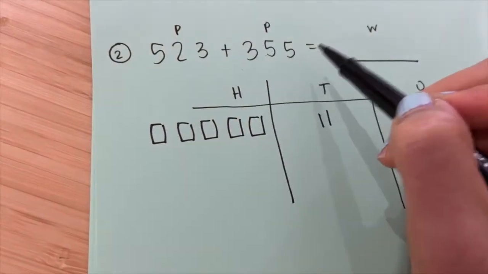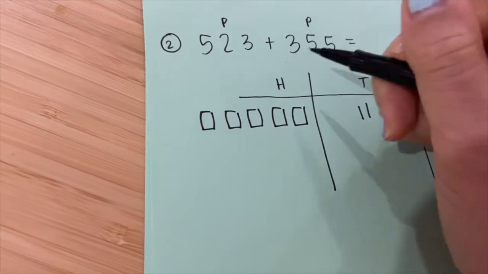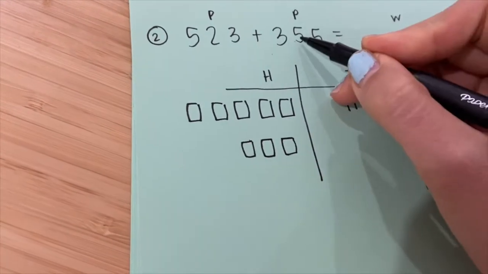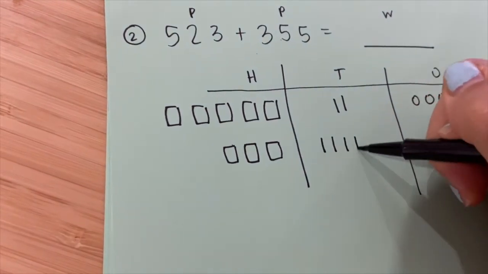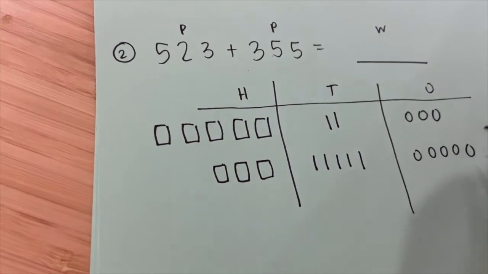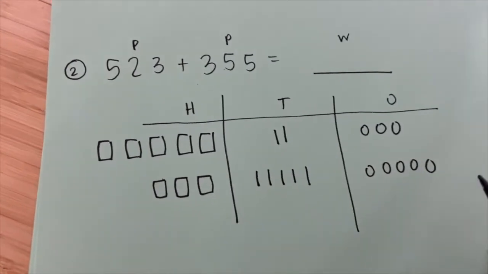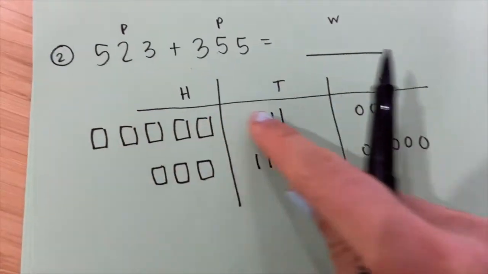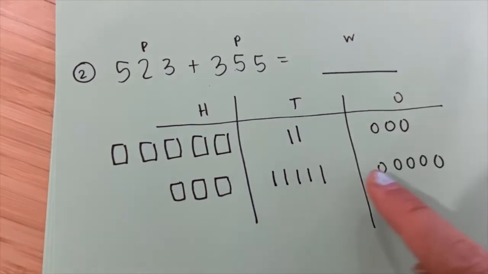Next, I'm going to draw 355. I'm going to draw 3 hundreds. 1, 2, 3. 5 tens. 1, 2, 3, 4, 5. And 5 ones. 1, 2, 3, 4, 5. Something that I love is that I'm keeping my work super neat and organized. 523 is on the top and 355 is on the bottom.